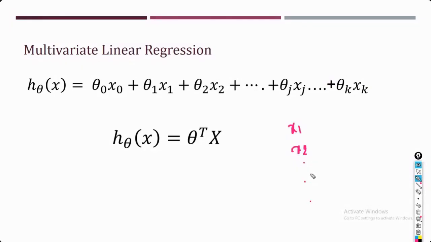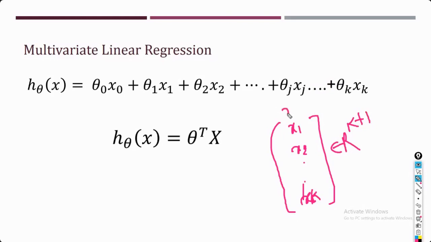Suppose we have the dimension n, so we are extending till n. Now here we have written k, so suppose I take it as k. This is the dimension of each of the instances. It's going to be k plus one. Why is it going to be k plus one? Because here we are also incorporating x naught. Although the value is going to be 1, we incorporate it, so that's why the dimension is going to be k plus 1.